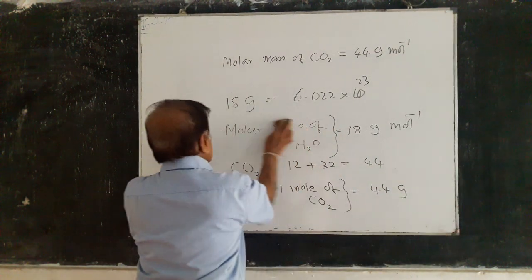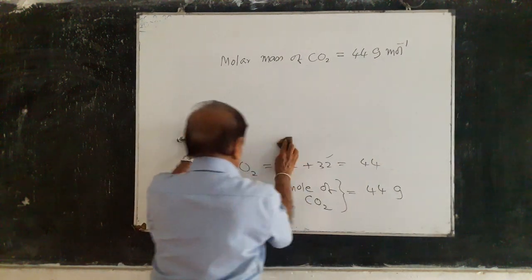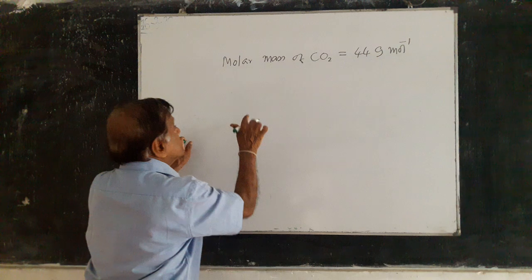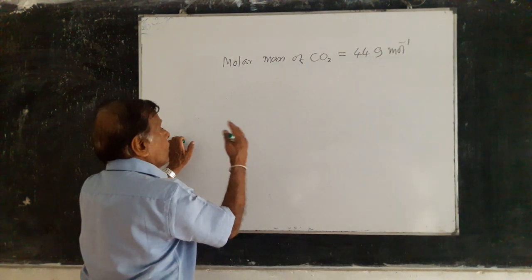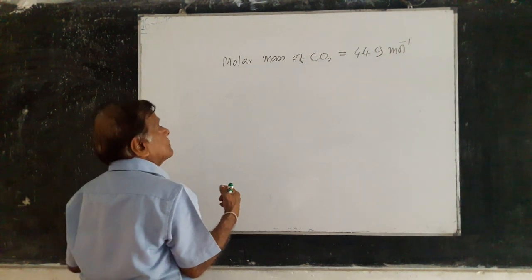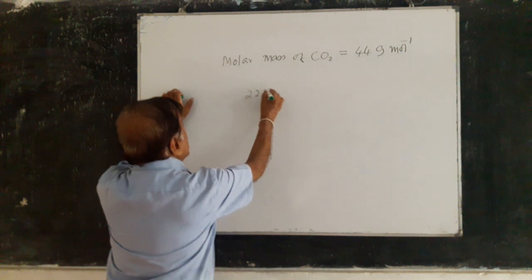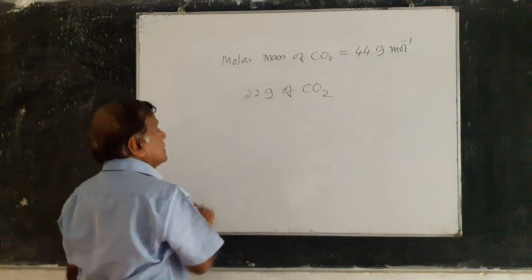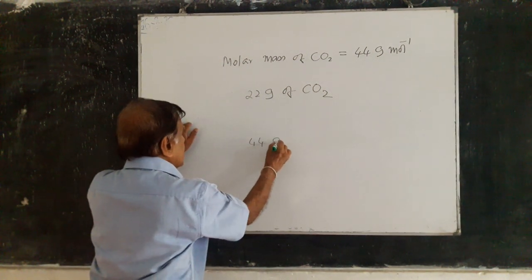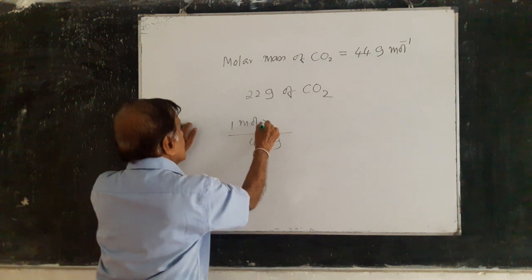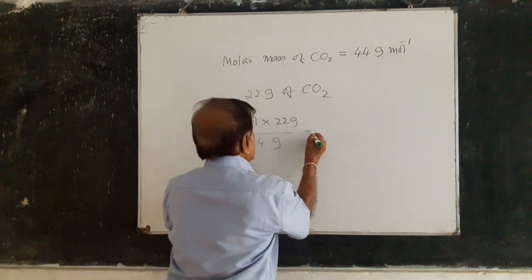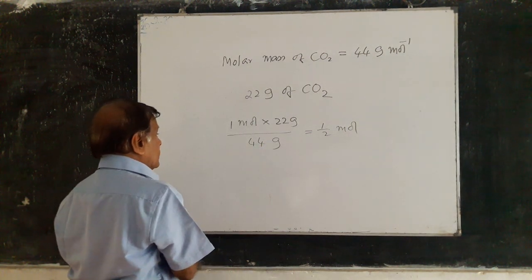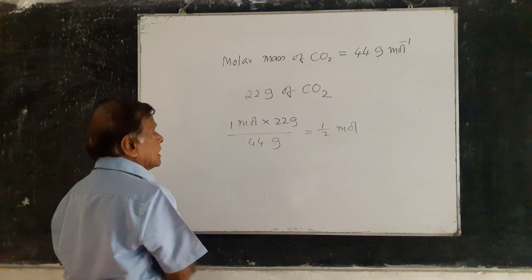Now let us think of 2 moles of carbon dioxide. Mass of 1 mole of carbon dioxide is 44 grams. Therefore, mass of 2 moles is 88 grams. Now see, 22 grams of carbon dioxide. 44 grams is actually one mole, therefore 22 grams is half a mole.